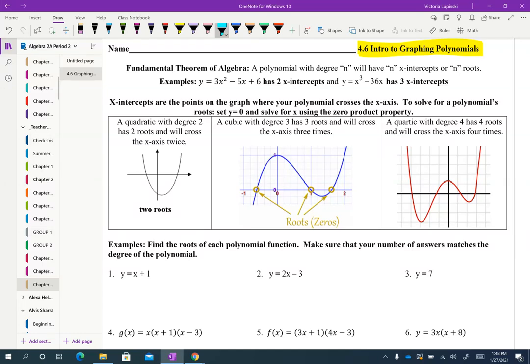All right, welcome everybody. Today we're going to talk about section 4.6, and this is going to be an introduction to graphing polynomials. Now, the truth is, your ability to accurately sketch the graph of a polynomial is the ultimate end goal. So you're not actually going to be creating any graphs today, but you are, however, going to be learning and relearning the skills you need to do so.